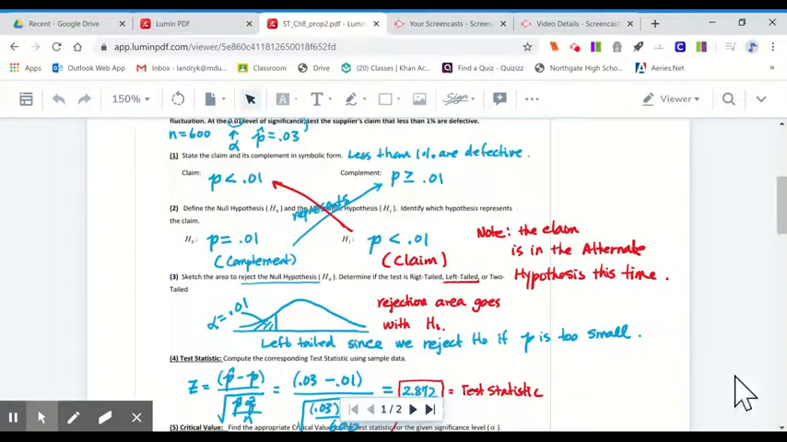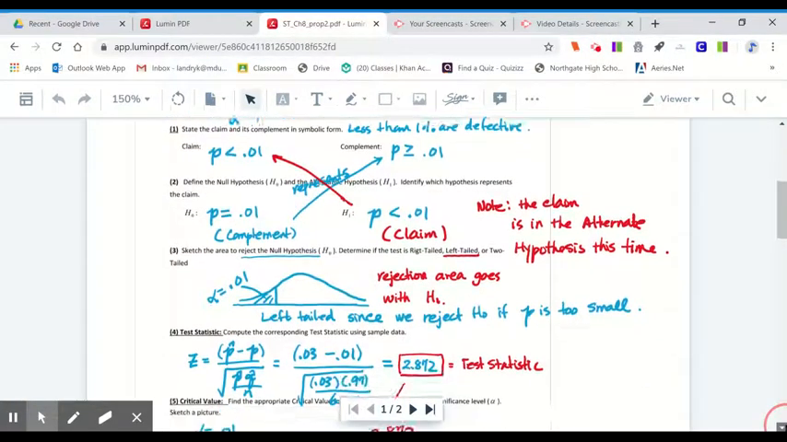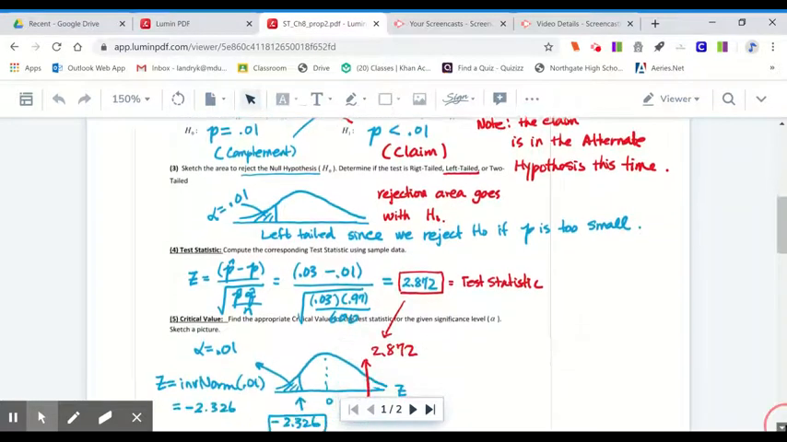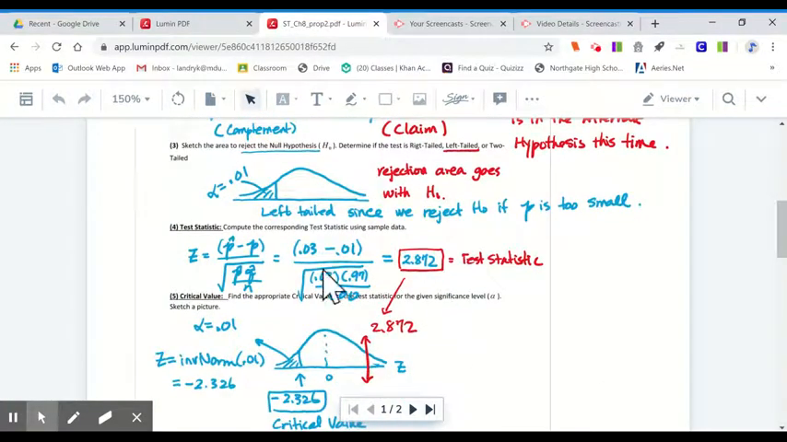Okay, so to continue, step 4. Now we've determined that the rejection area is to the left. We are going to find the test statistic and then the critical value and compare these two. The question is, does the test statistic, which comes from the sample data, end up in this rejection area?